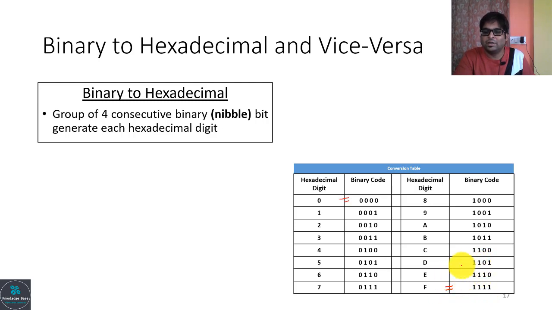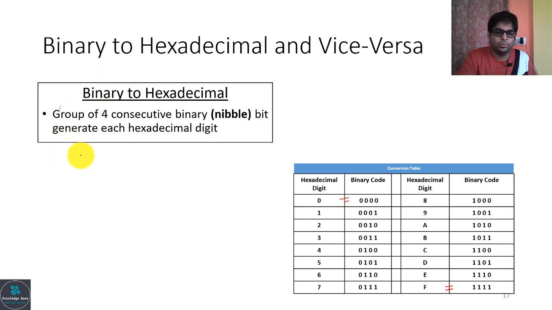This is 13 in decimal, so it is D. This is 12 in decimal, so it is C. This is 11 in decimal, so it is B. This is 10 in decimal, so it is A. And the rest of the digits, 0 to 9, will be represented by the 4 bits. So converting a binary number to a hexadecimal number is very easy.